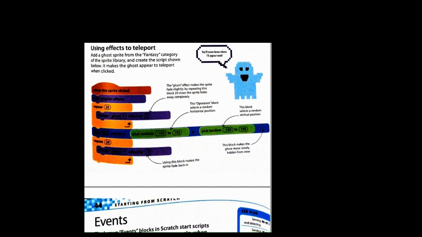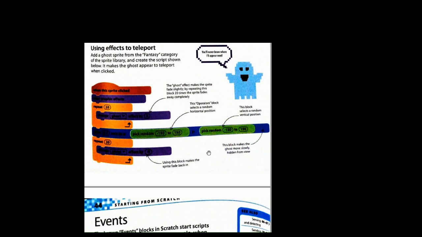Using effects to teleport. Add a ghost sprite from the fantasy category of the sprite library and create the script shown below. It makes the ghost appear to teleport when clicked. You'll never know when I'll appear next. The ghost effect makes the sprite fade slightly by repeating this block 20 times. The sprite fades away completely.